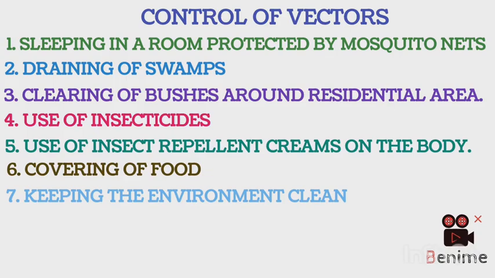Number 6, covering of food. Very important. You cover your food to avoid contamination with these microorganisms. Leave your food open, and it gets contaminated. So covering of food is one way to control vectors. Number 7, keeping the environment clean, which is the best of all. Keeping the environment clean can ward off vectors.